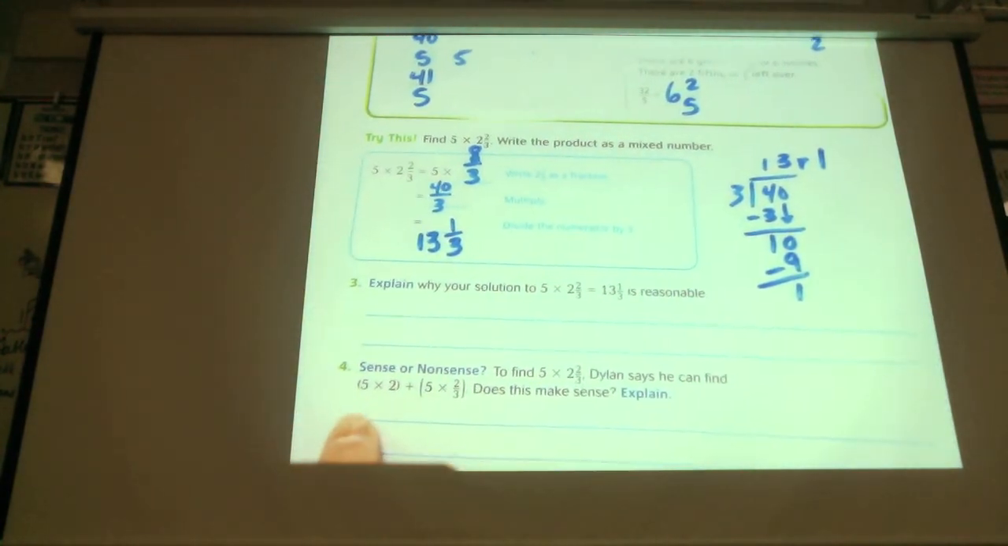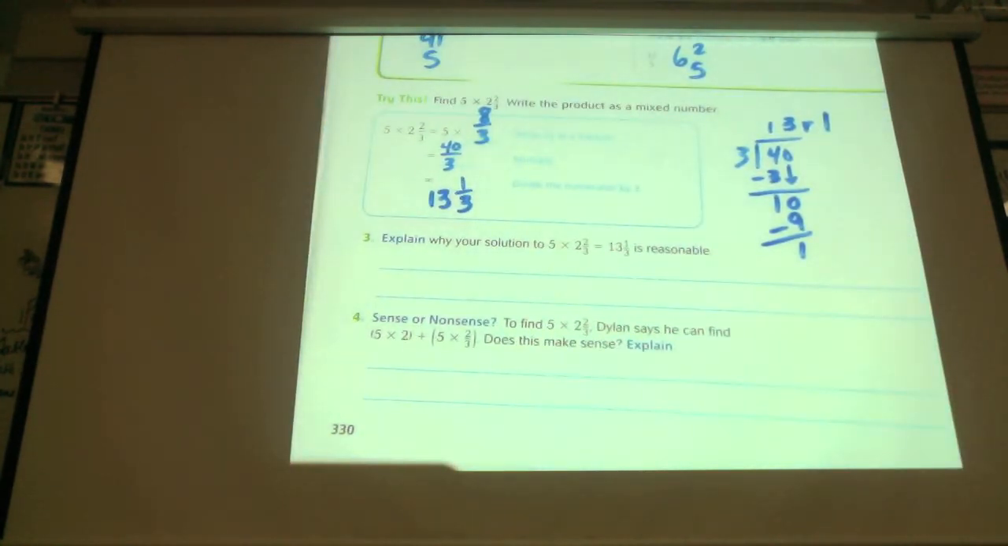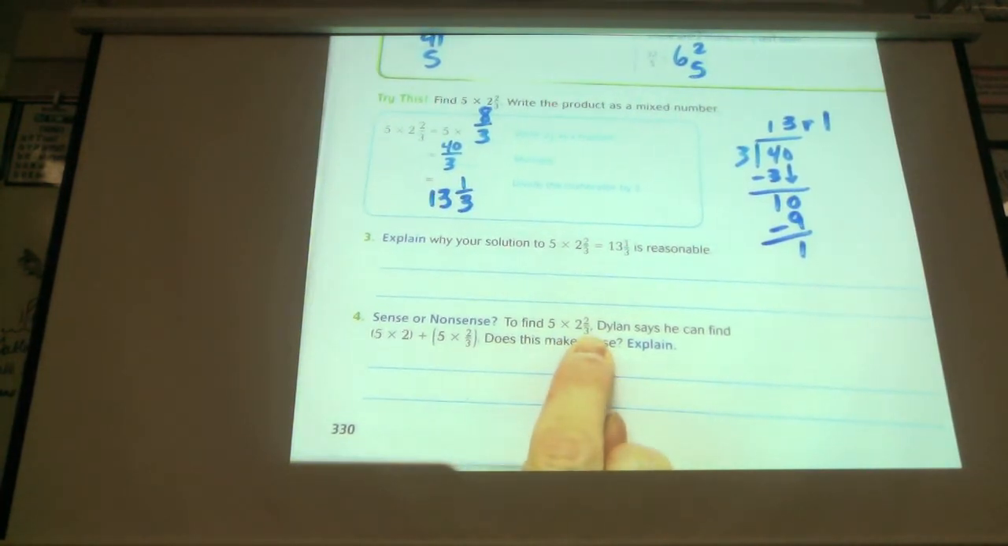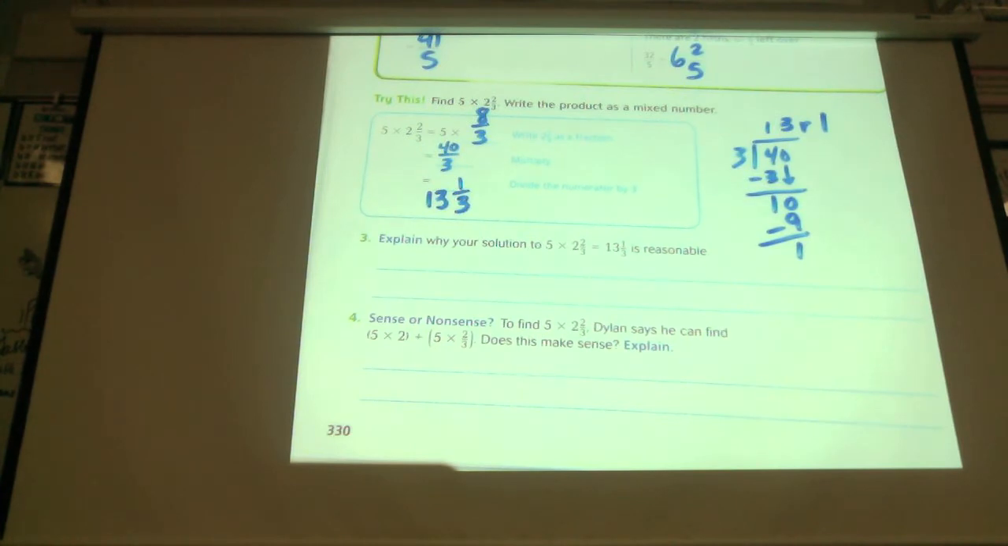What about number 4? This is what Dylan says he can do. He says, I can just multiply 5 times 2, which is what? 10. And then 5 times 2/3. So I can multiply this times this, and then this times this. Is that reasonable? Does that make sense or nonsense? And explain why or why not. Before we talk about it, put your hands down.